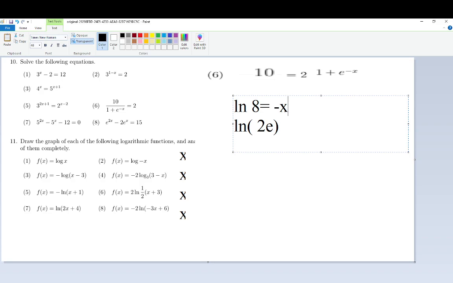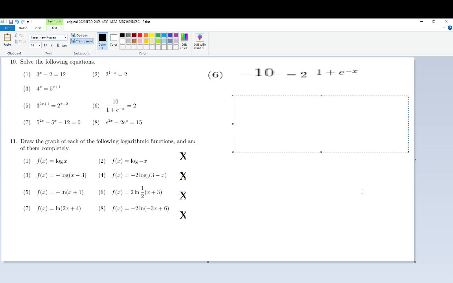So negative x is equal to that. And then I can divide both sides by negative 1. So x is equal to ln 8 divided by ln 2e. Ln 2e, what do I put to the exponent to get 2e? Yeah, that's not just a number, so just leave it like that. So they're all like that.